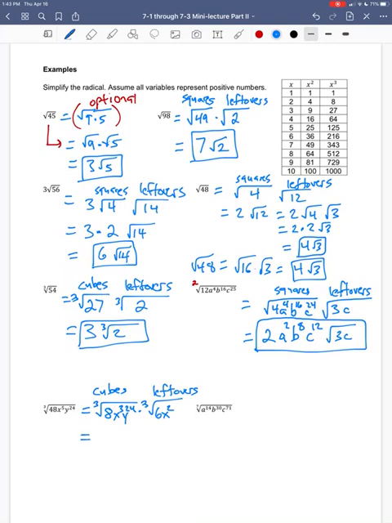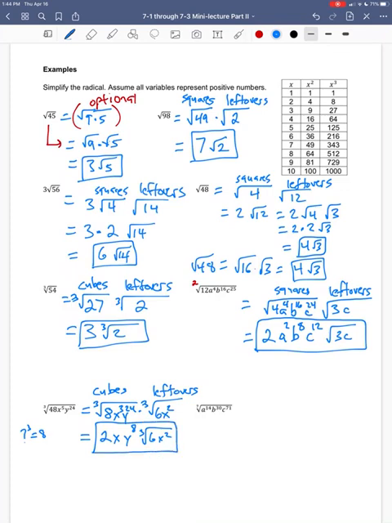The cube root of 8, I say what times what times what equals 8, right? So that would be 2. And then for the variables, I divide those exponents by 3. So 3 divided by 3 and 24 divided by 3. So that would be x to the first. I don't have to write the 1 down. 24 divided by 3 is 8. And my leftovers hang out and stick around to be part of my answer.